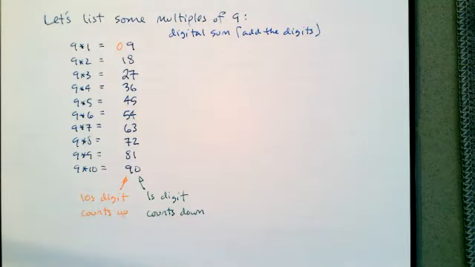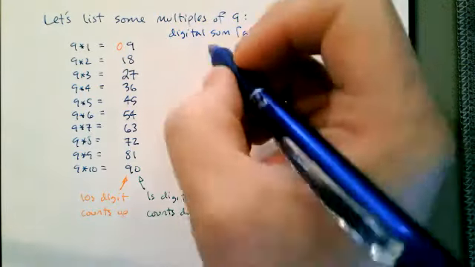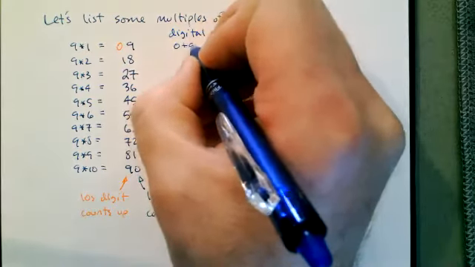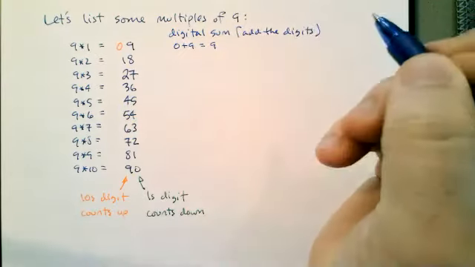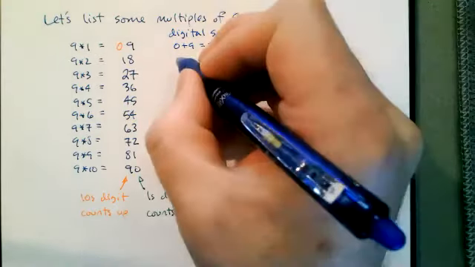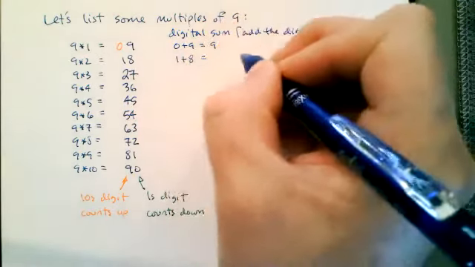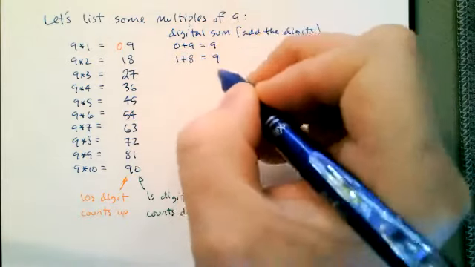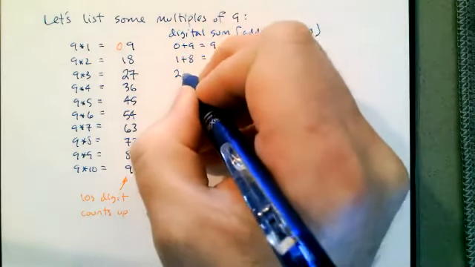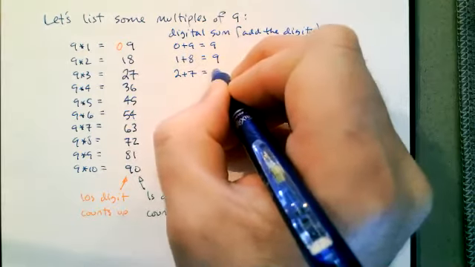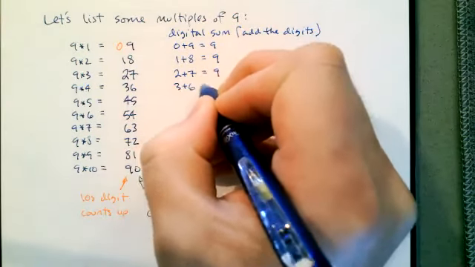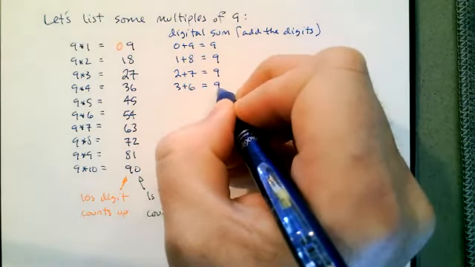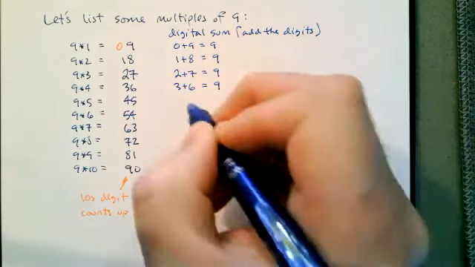If I find the digital sum of the number, so if I do 0 plus 9, we get 9. If we find the digital sum of 18, 1 plus 8, we get 9. The digital sum of 27 is 2 plus 7, which is equal to 9. The digital sum of 36, 3 plus 6, is equal to 9. And you can see where this is going.